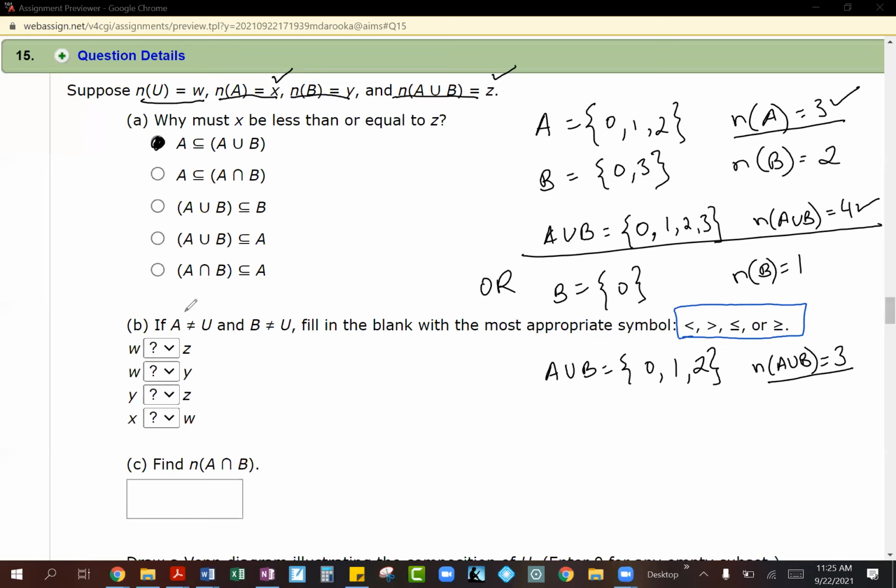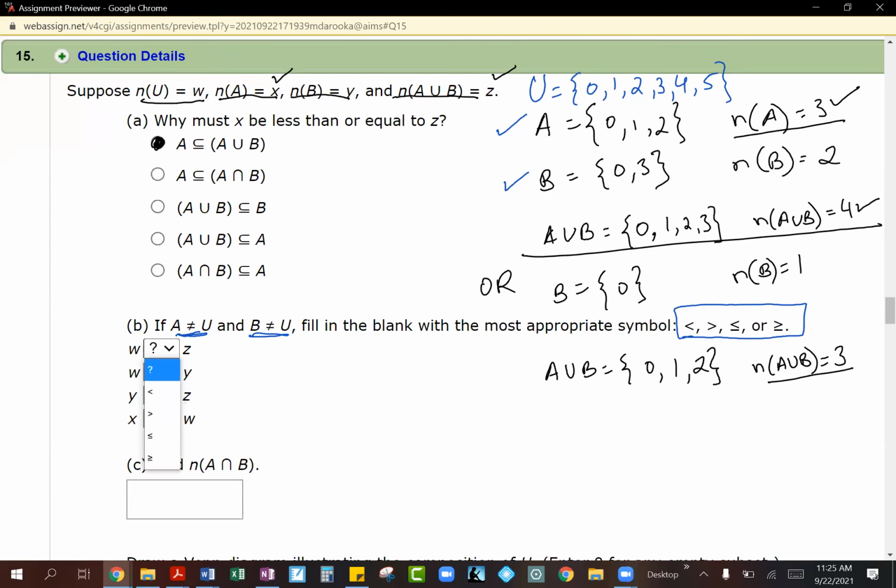So we're basically saying the two sets are not equal. Again, if we use these two as our definition for sets A and B, we can say the universal set is 0, 1, 2, 3, 4 and 5. Thinking about it that way, what symbol would you use between W, the cardinal number for the universal set, and Z, the cardinal number for the union of A and B?